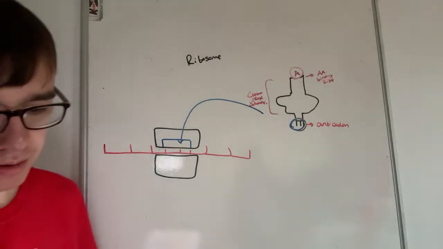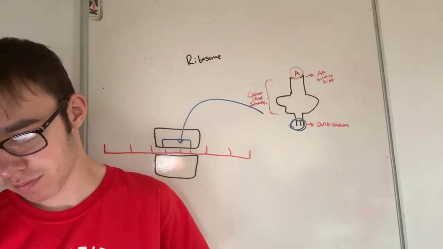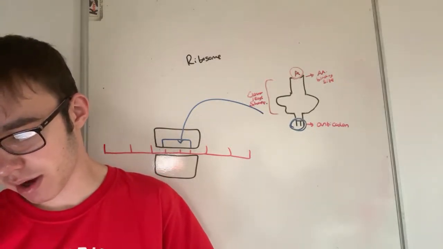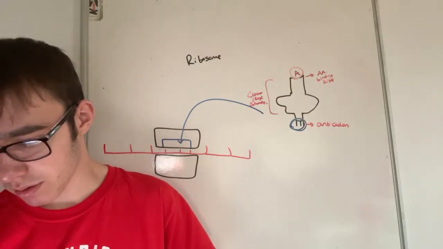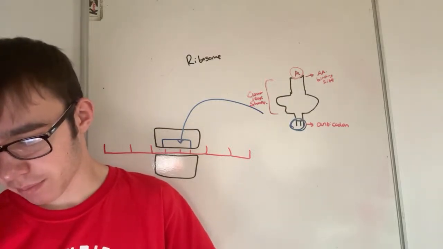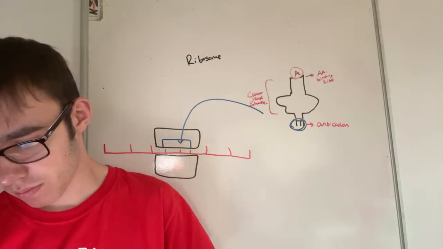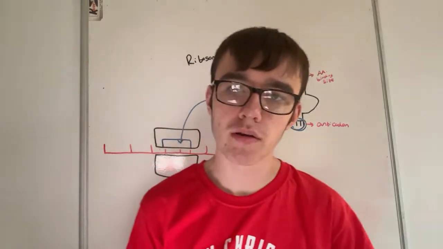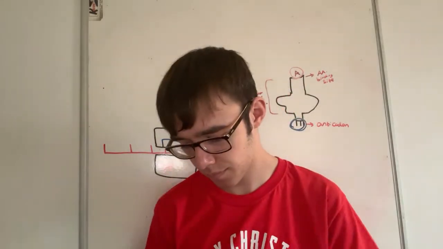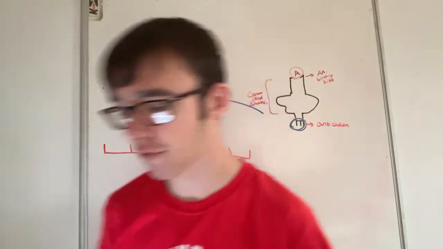The first tRNA forms hydrogen bonds. Second tRNA bonds with the next one. Peptide bond forms. I'm 90% sure I've got everything.